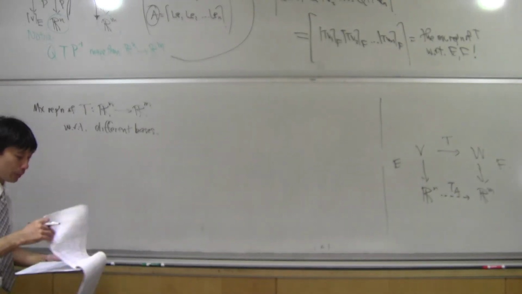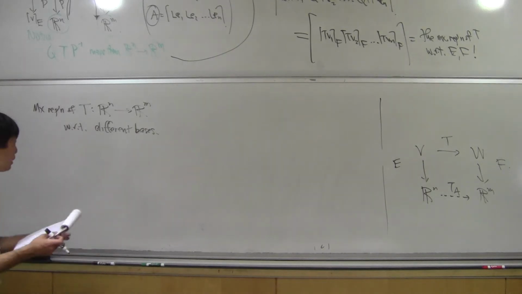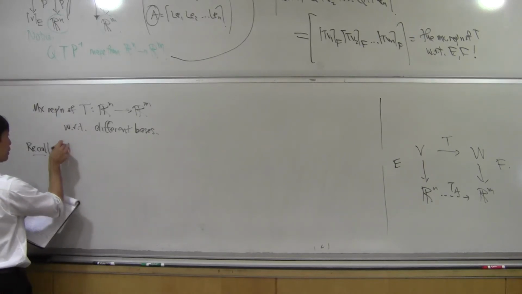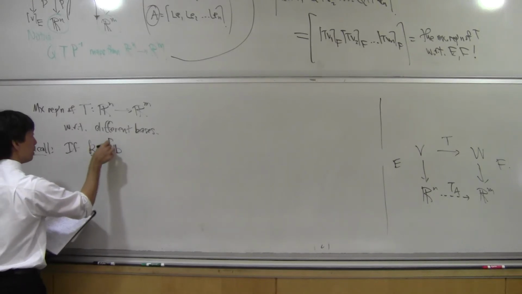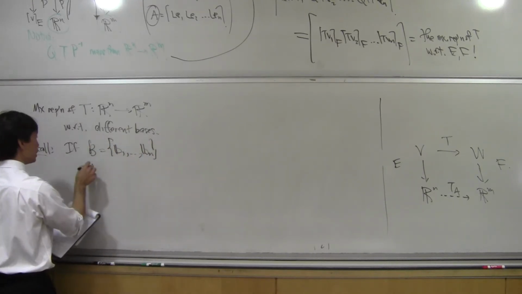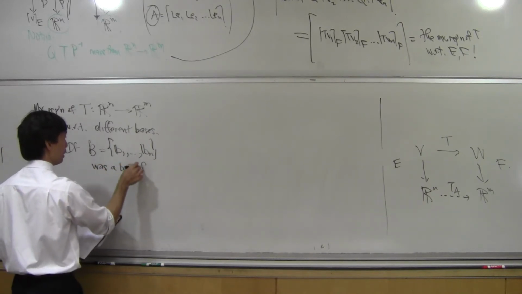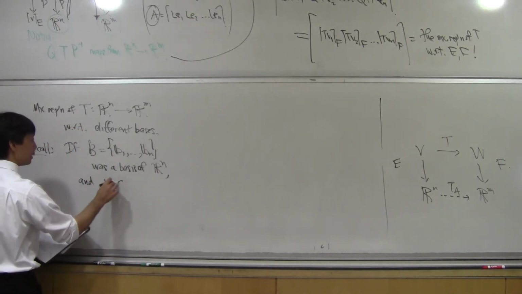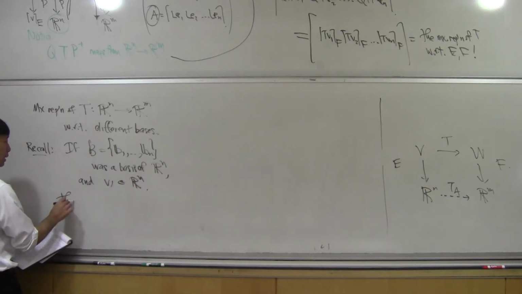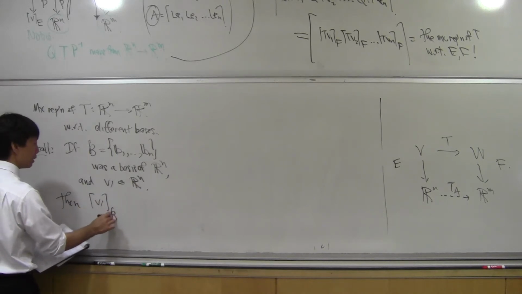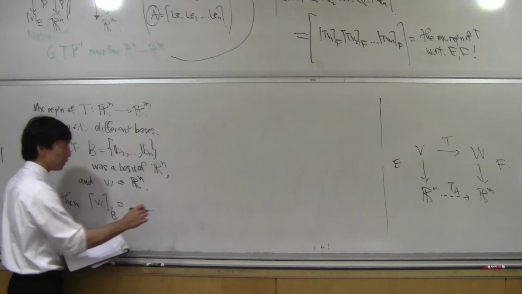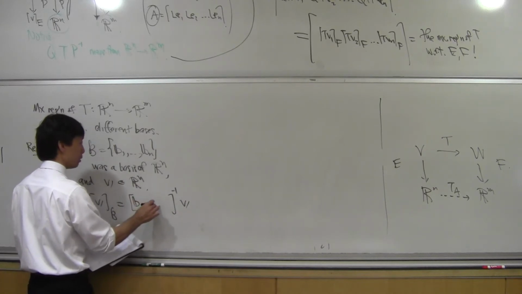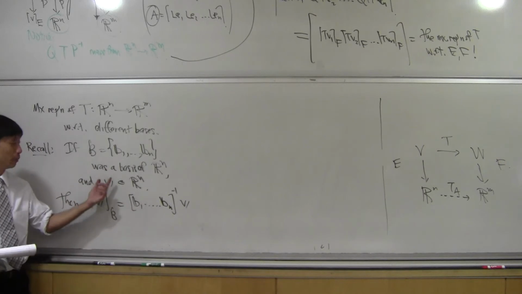So let's remember something first. Recall that if B, being B1 to Bn, was the basis of Rn, and V was a vector in Rn, then the coordinate vector of V with respect to the B basis you could get by taking your vector and multiplying it by the inverse of the matrix that you got from taking the basis elements as columns.